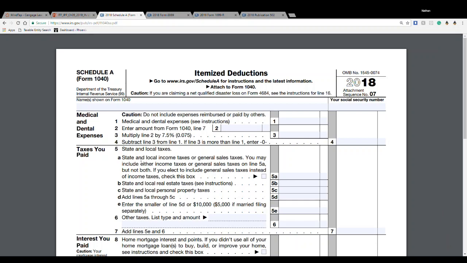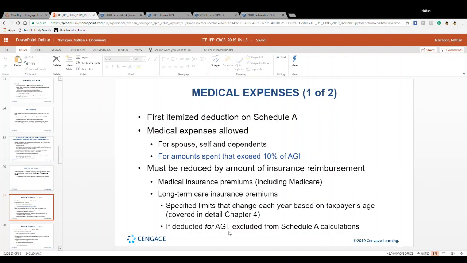Okay, here the item right here is any medical and dental. Enter amount above from Form 1040. Multiply line 2 by 7.5. So right now, in 2018, it is currently 7.5%. It's been 10% for forever, and next year it's going back to 10%. So when we look at Cengage, probably want to use 10%. Okay, don't use the 7.5 unless it specifically tells you.